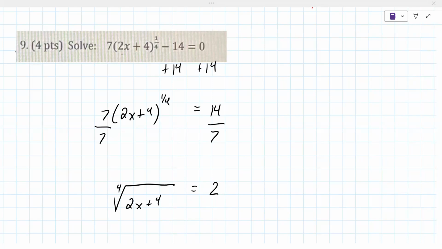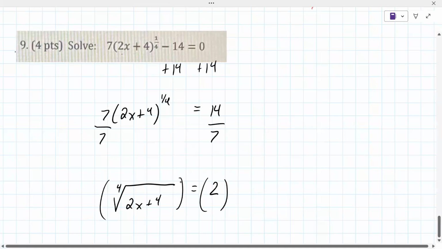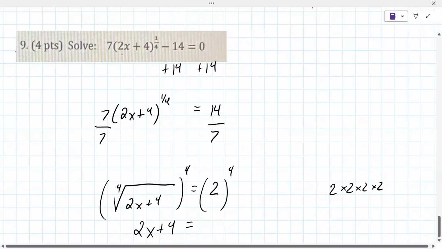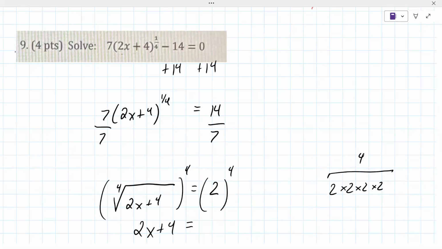How do you undo a 4th root based on what we've been talking about? You've got to put the power on both sides. What power is it this time? 4. Yeah. So on the left, it just completely undoes it. You get 2x plus 4. On the right, what is 2 to the power of 4? 8. Try again. It's 2 times 2 times 2 times 2, 4 times. 16. Yeah, 16.